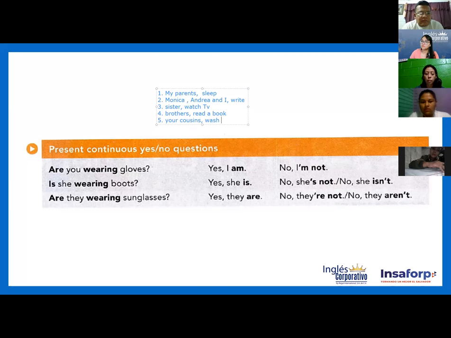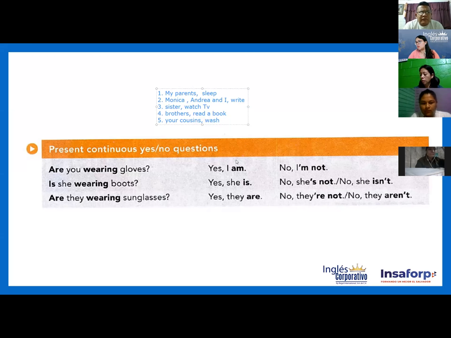Okay, so let's see the next one. Okay, very good, Marbeli, yes, they are. So you have Katia, Juan, let's see, are they? Okay, solo vamos a quitar they, Katia, okay? Y vamos a agregar, por ejemplo, my, en esa oración. Are my parents sleeping? Are my parents sleeping? Yes, they are. Okay. Okay, teacher.